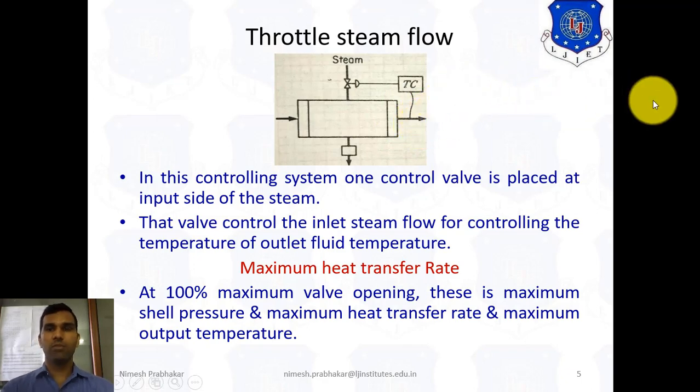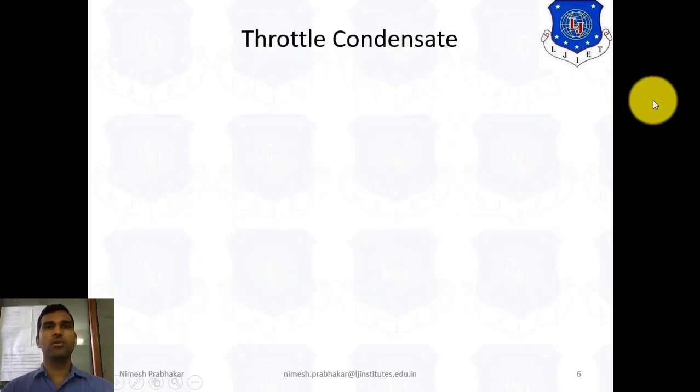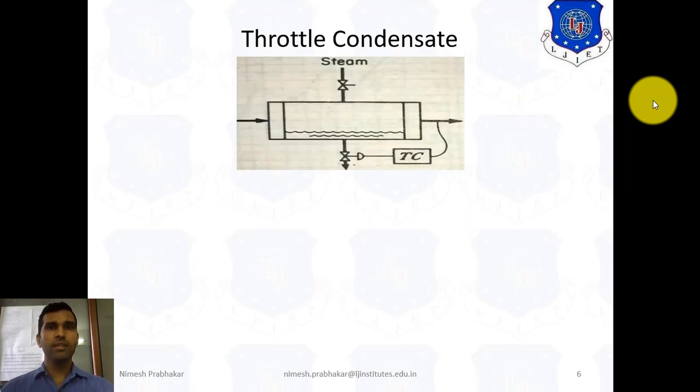Now the second method is the throttle condensate. In this method we control the condensate. First of all, the question that occurs in the mind is, what is condensate? Condensate is nothing but steam that has been converted into liquid. We control that converted liquid by using this valve.